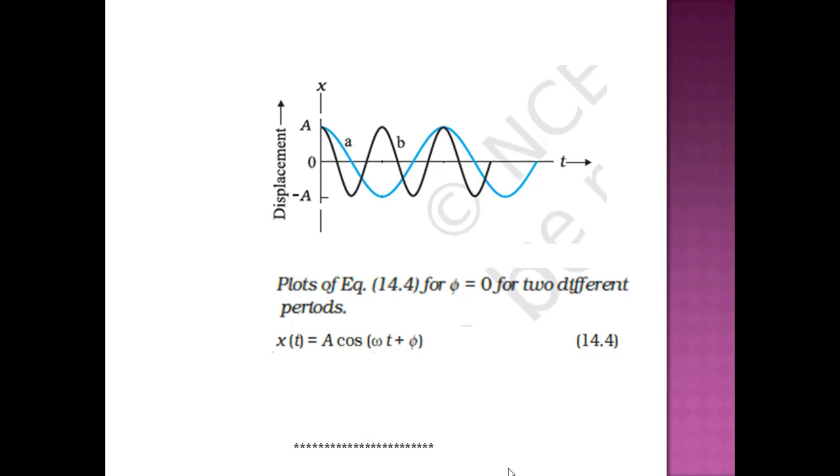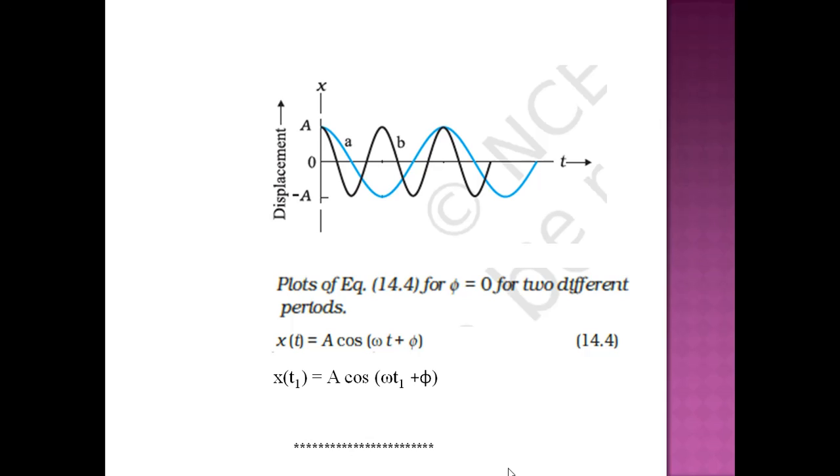Now here we have a third type of graph where amplitude is the same for both motions, but the time period is different. Both have phi equal to 0. You can see the black graph and the blue graph have maximum value at the origin. Both have the same amplitude A, but the time period is different for both. So let us form equations as per x(t) equal to A cos(omega t plus phi).